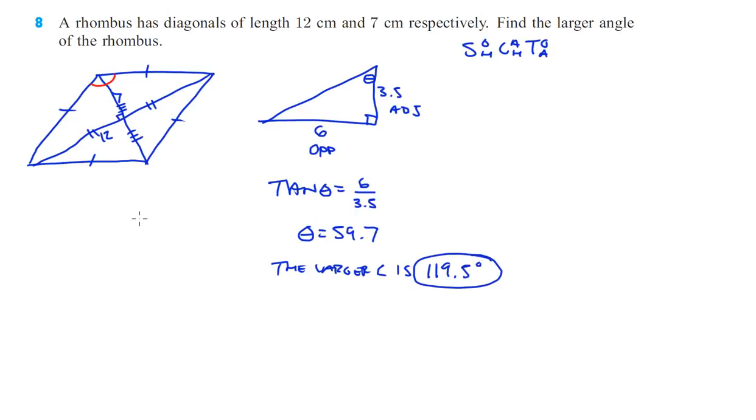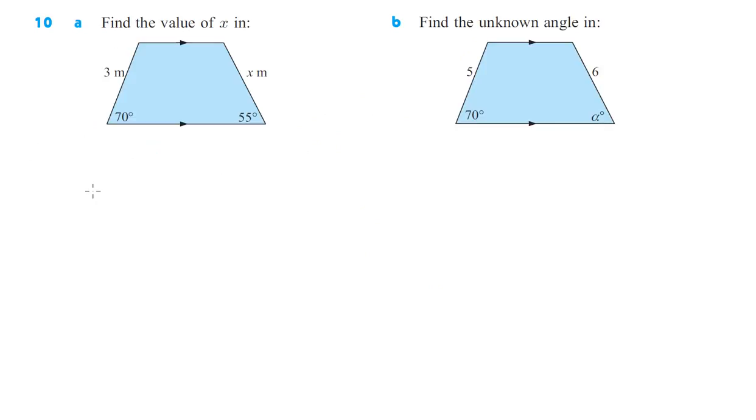Okay, that takes us to our last one, number 10. We've got two parts here. Find the value of x. So we've got to figure out what this is here. Now the handy part about this is that these two sides are parallel. So if we draw on here a line straight down and make that a right angle, then this up here also has to be a right angle, because these lines are parallel.